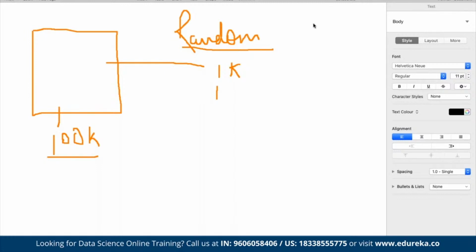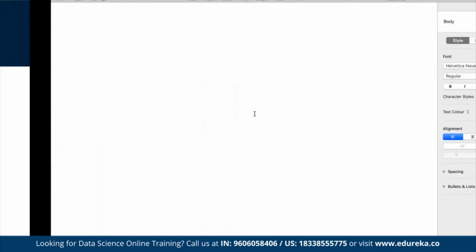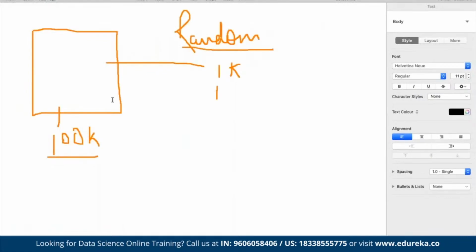So random selection is done on a complete random basis, or we can say random sampling simply refers to picking up a random data set without any kind of logic in between, right? That is what we refer to as random. Now, coming back to the concept of systematic sampling, what happens?